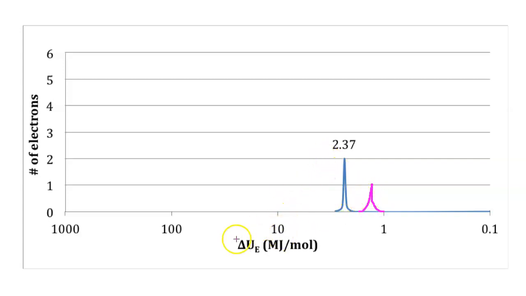So what's happening with helium? Well, helium has 2 protons. So this is the PES spectrum for helium. And because helium is 1s2, there are 2 electrons compared to the 1s1 that was in hydrogen. So there's twice as many electrons.